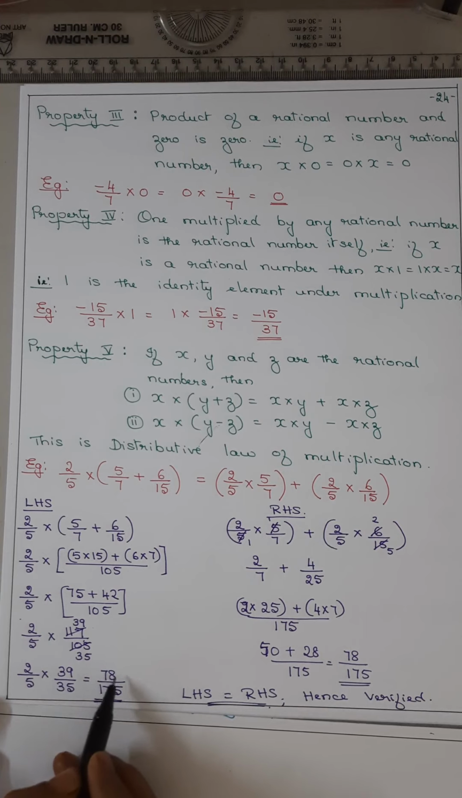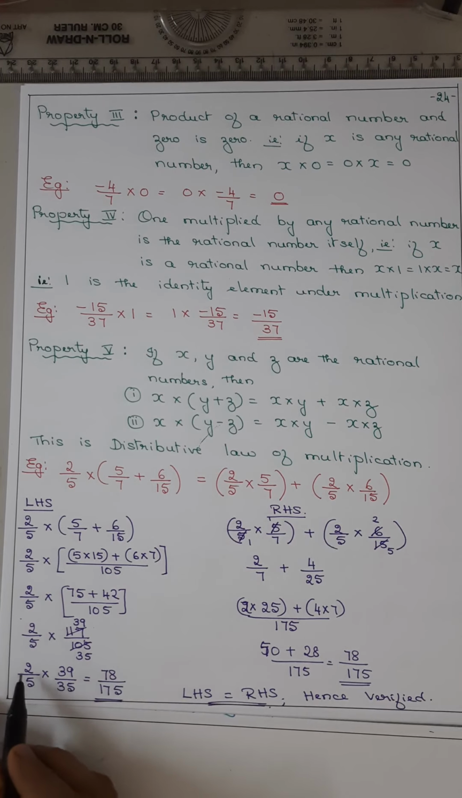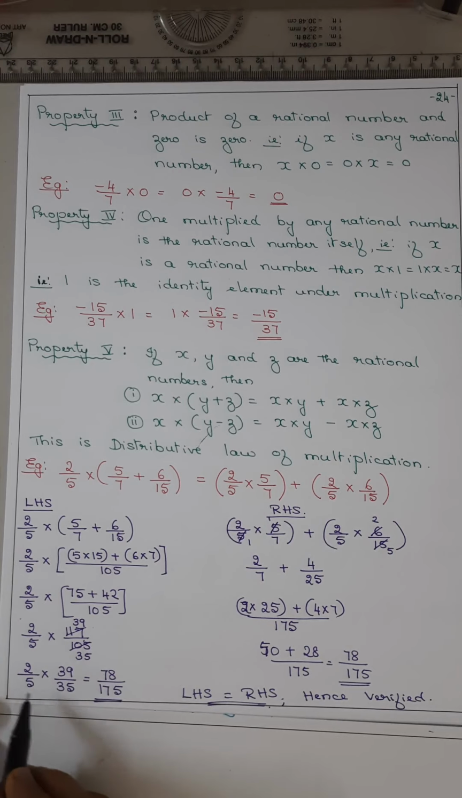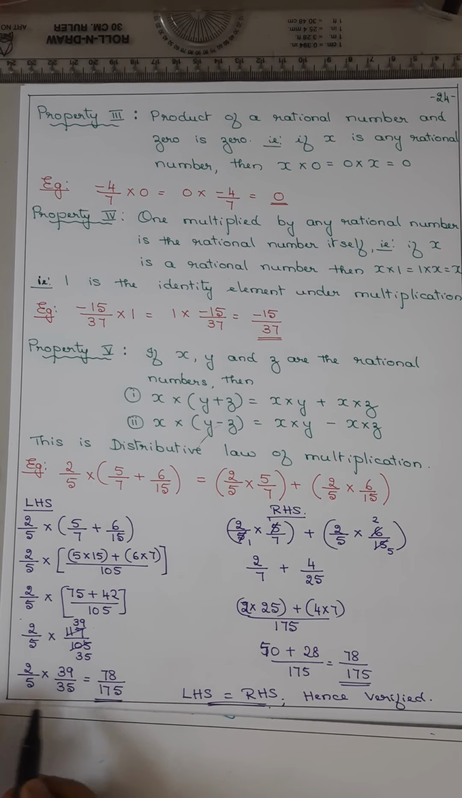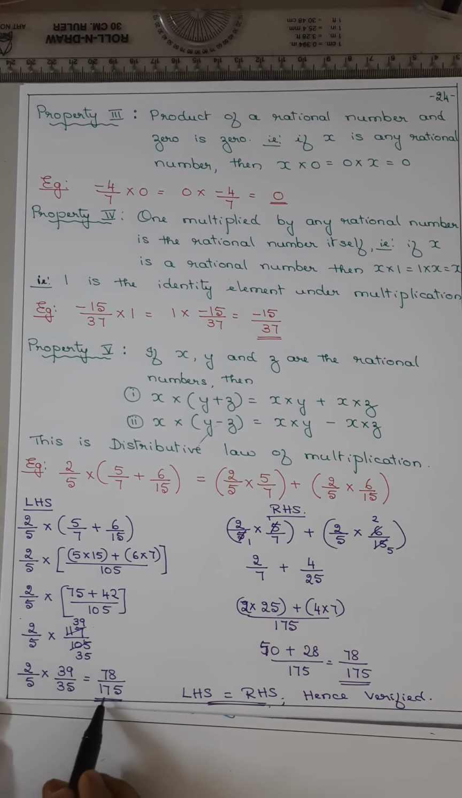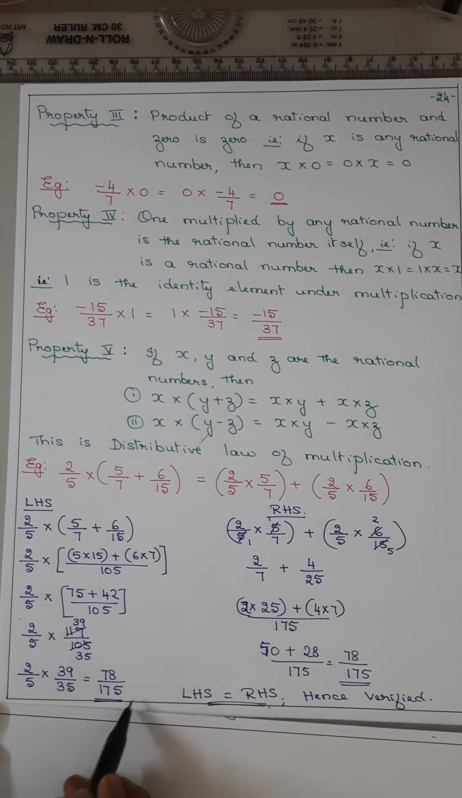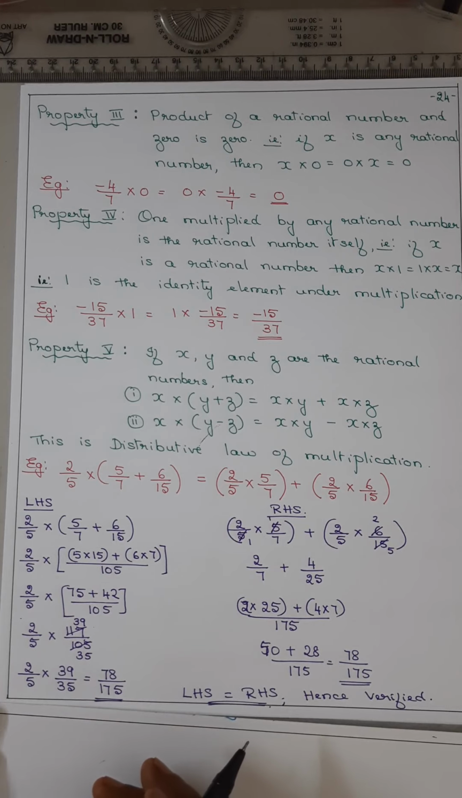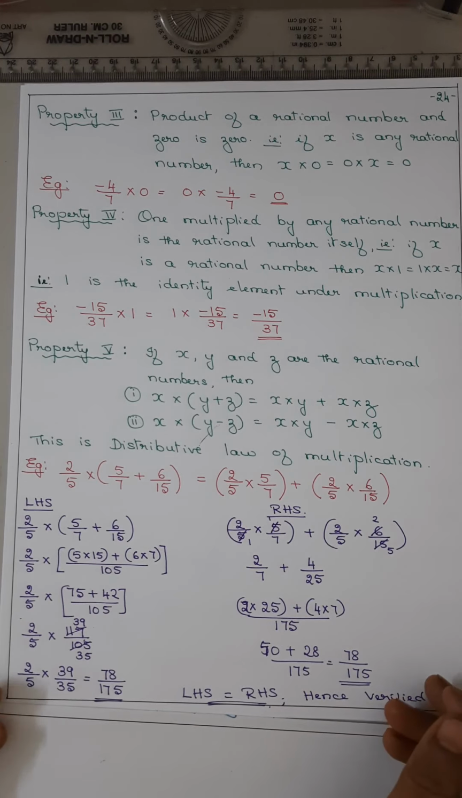Now directly multiply because further cancellation is not there. 2 9s are 18, 1 remains, 2 3s are 6 plus 1, 7. Now 5 5s are 25, 5 3s are 15, 16, 17. So you got 78 upon 175. Now coming to the RHS.